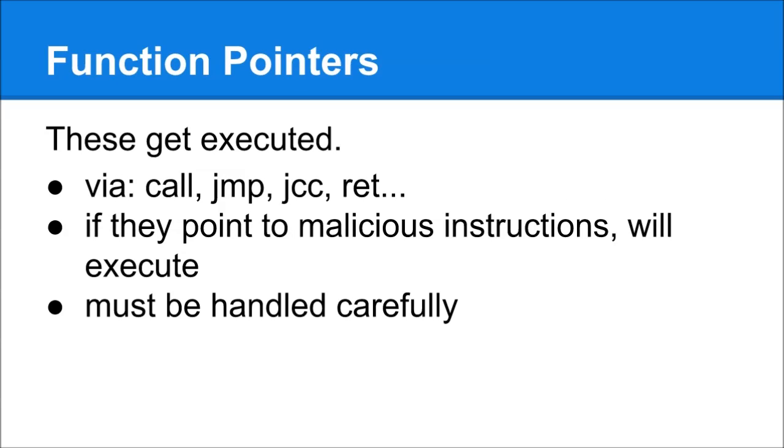So function pointers are where vulnerabilities often arise more often than other classes of pointer bugs because these get executed. If you manage to replace a function pointer with a malicious address to your malicious code, and it gets executed, your malicious code is going to get executed. The processor doesn't know any better, it doesn't care. So they must be handled more carefully than others.